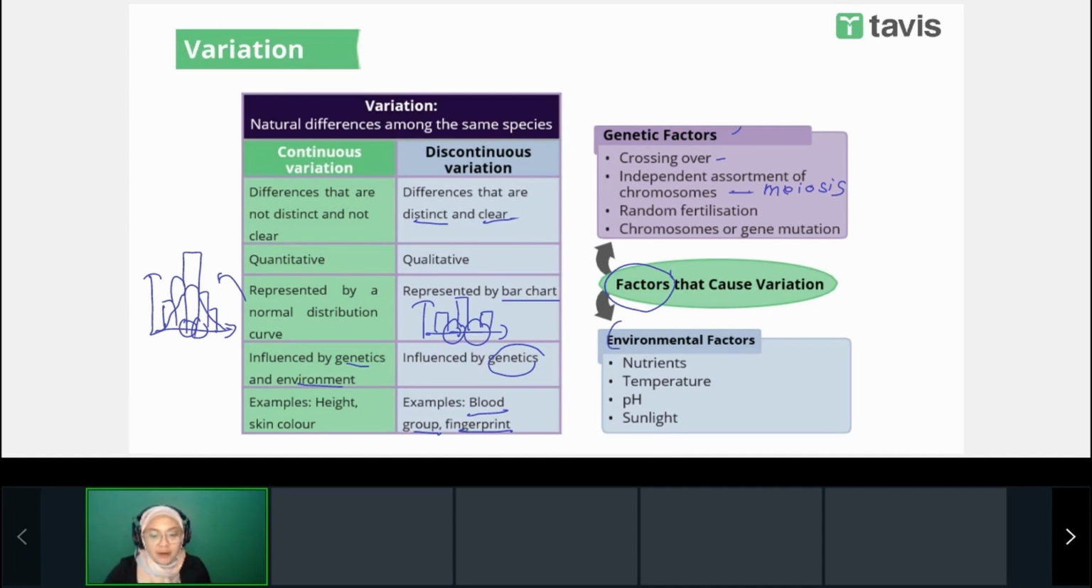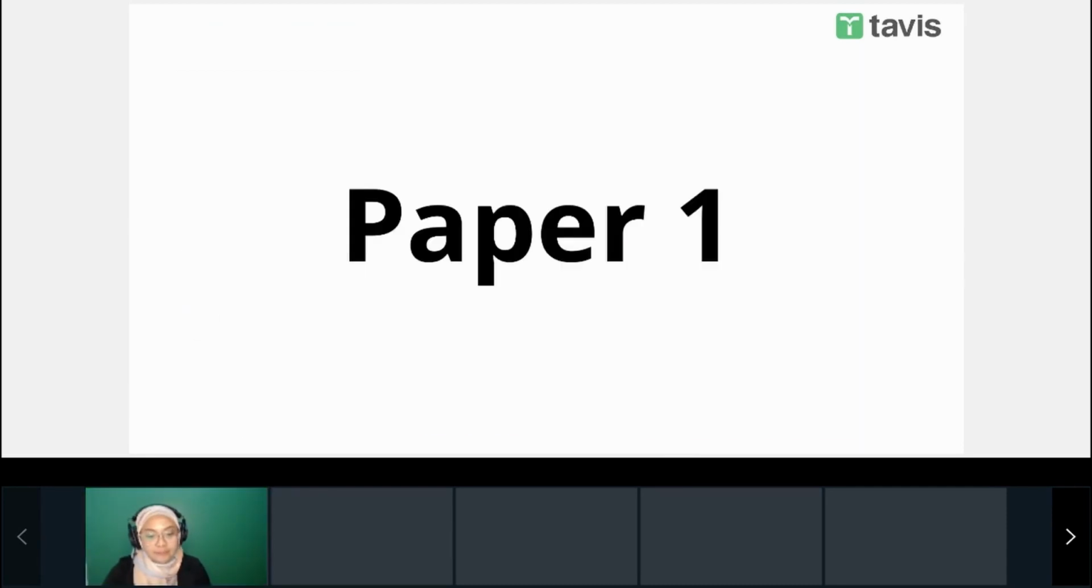Okay, we go to the environmental factors. What types of environmental factors? It can be nutrients. If you eat a lot, you tend to become slightly fat. Then temperature, pH, either acid or alkali, and sunlight.